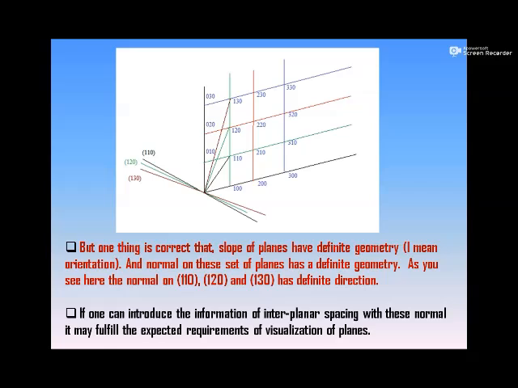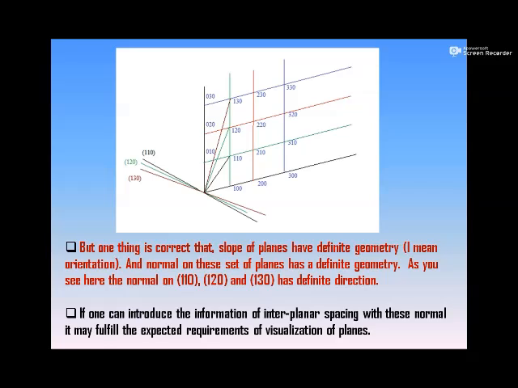Until and unless you are going to choose a definite set of planes, say for example, if I am going to choose the 1 1 0 plane, so the 1 1 0 plane has some definite geometry, definite spacing, definite interval at which they are placed. For 1 2 0, the same sequence is going to happen. So these planes have a definite geometry, although its two-dimensional visualization is very difficult.